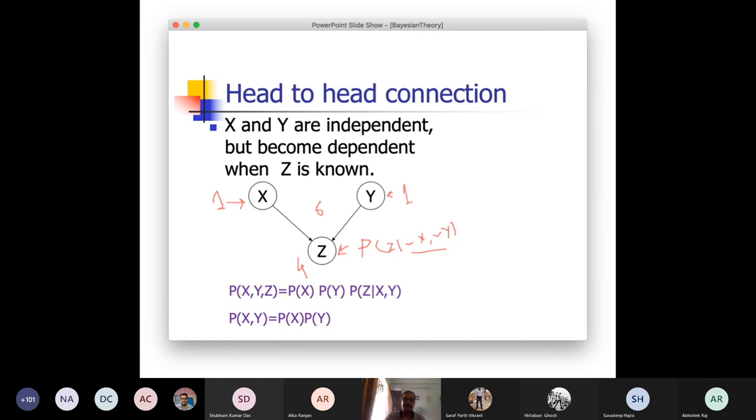So you see that this is how the joint probability of X, Y, Z is computed. Simply, you are multiplying the individual marginal probabilities of the nodes and then the conditional probabilities at that node. So probability of X, probability of Y, then probability of Z given X, Y. That is what you have to do. And note that X and Y are independent in this case.